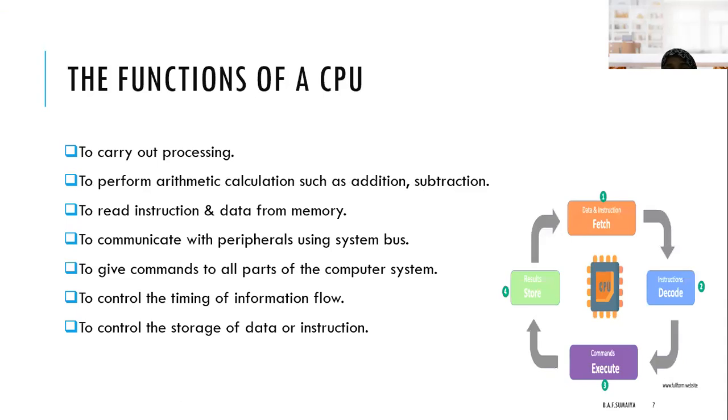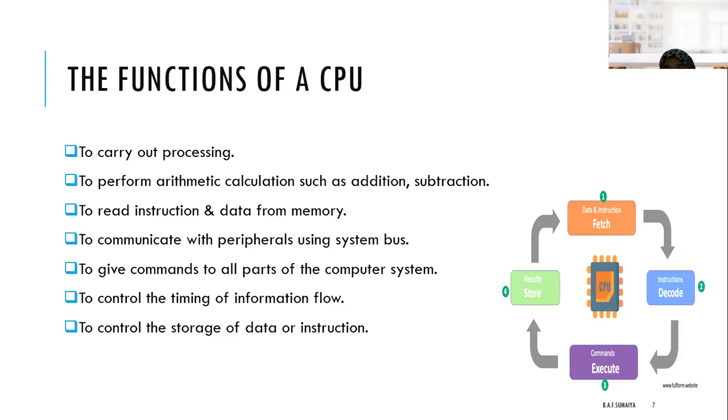The functions of a CPU. To carry out the processing, to perform arithmetic calculations such as addition, subtraction, to read instructions and data from memory, to communicate with the peripherals using the system bus, to give commands to all the parts of the computer system, to control the timing of information flow, to control the storage of data or instructions.